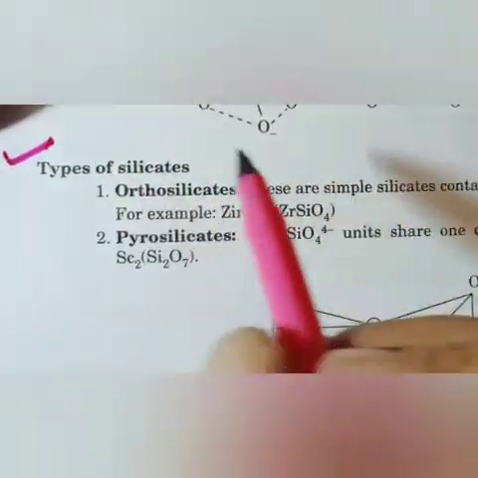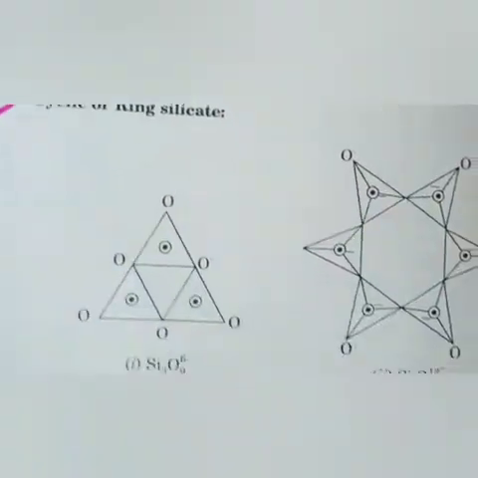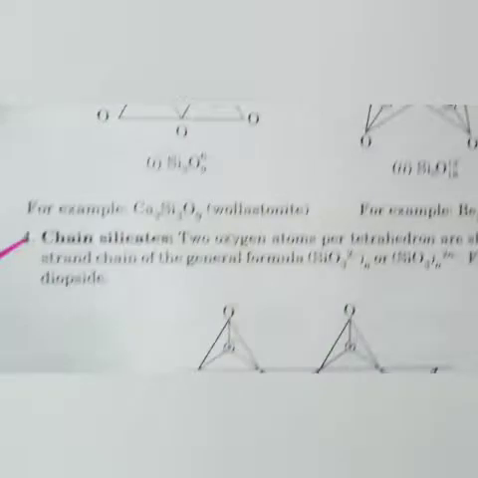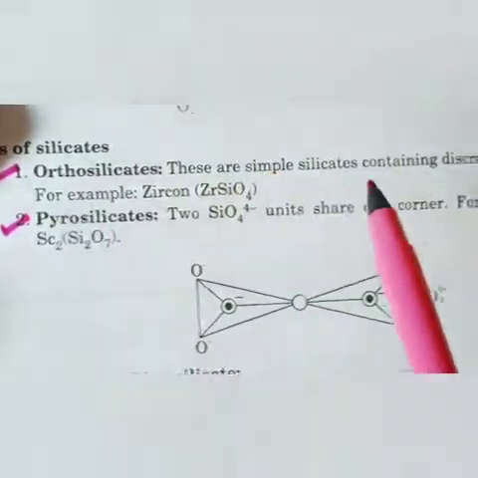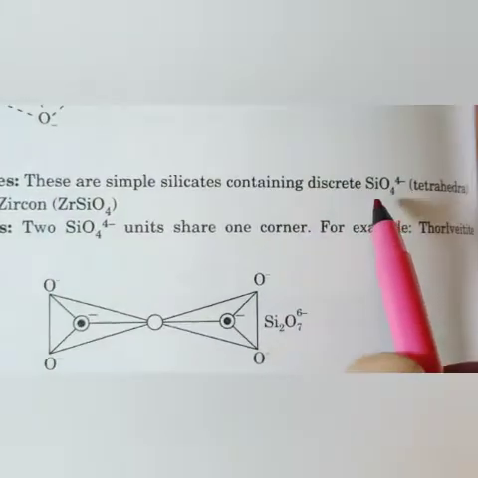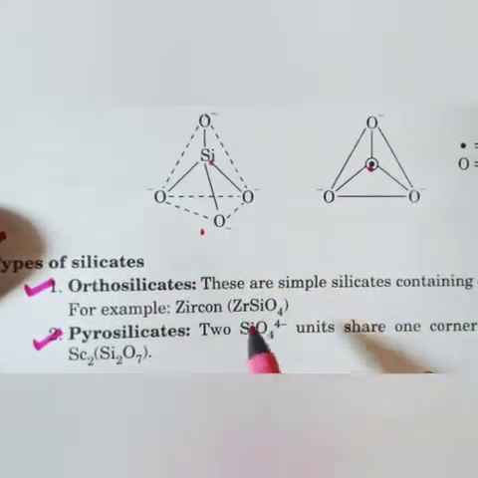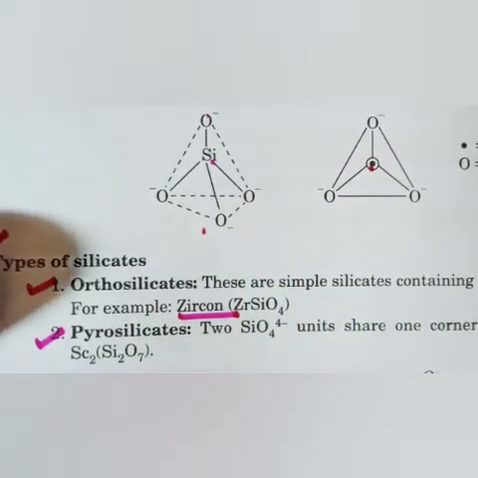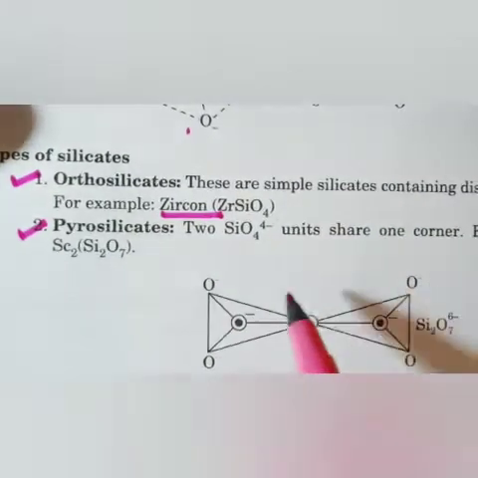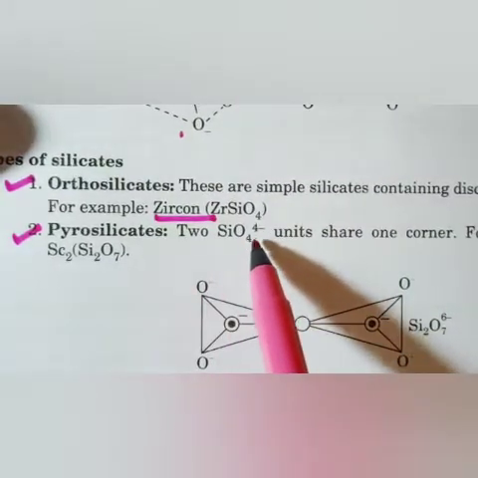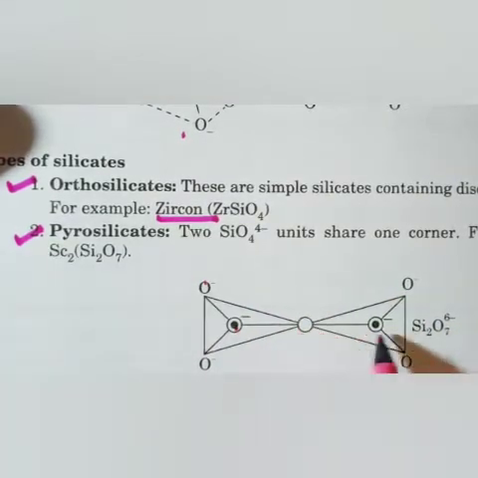There are different types of silicates. First is orthosilicates, then pyrosilicates, cyclic silicates, chain silicates, and the fifth is sheet silicates. First, orthosilicates are the simple silicates containing discrete SiO4 tetrahedra. Zircon, ZrSiO4, is the example. Pyrosilicate is the second type of silicate, in which a SiO4 unit is shared on both sides.